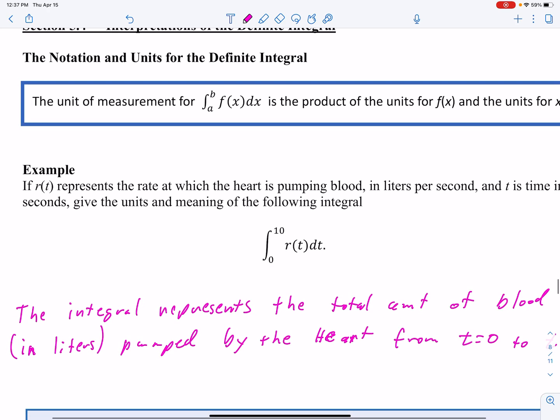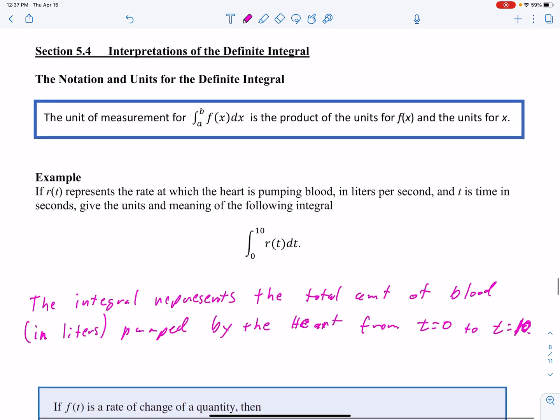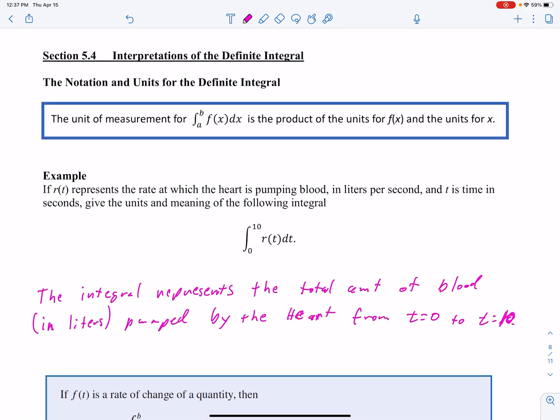All right, so we're on to section 5.4 now, interpretations of the definite integral. Notation and units for the definite integral. So the unit of measurement for the integral from a to b of f of x dx is the product of the units for f of x and the units for x. Remember, product means multiply.